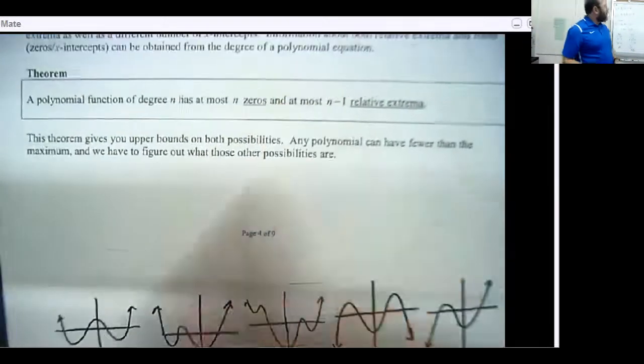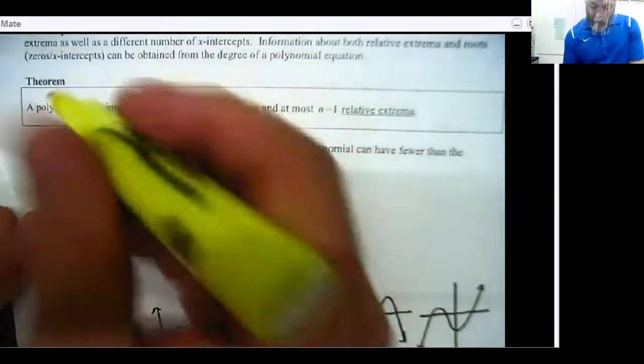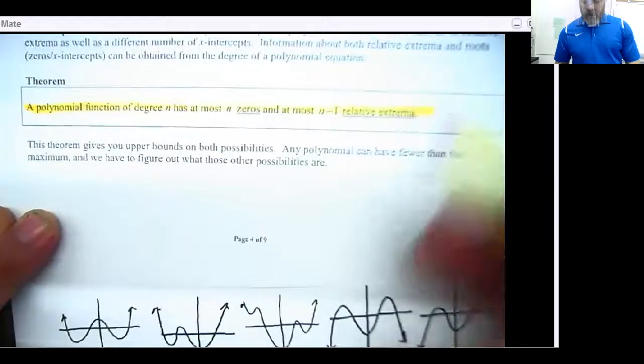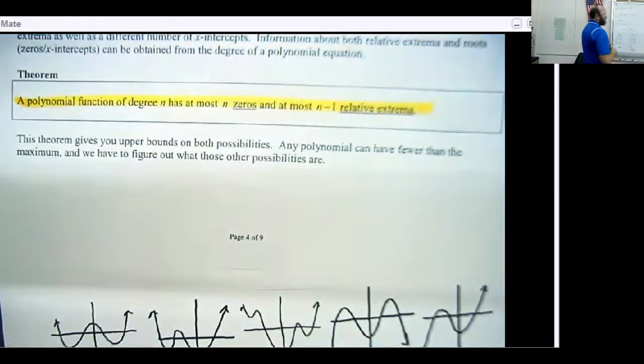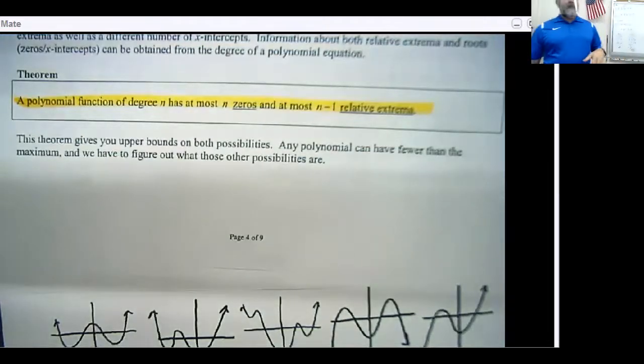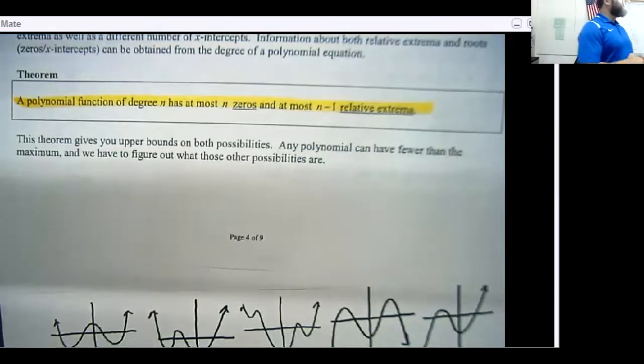I think we established this next one pretty well yesterday. A polynomial of degree n can have as many as n zeros, but it has at most n minus 1 extrema. That's a really, really important one to make sure that you have down. Does that mean that you have to have n and you have to have n minus 1? I think we've established that as well, that that's a maximum value.